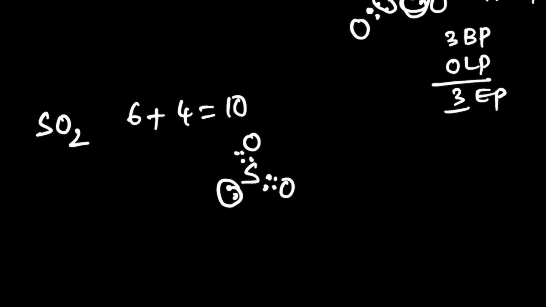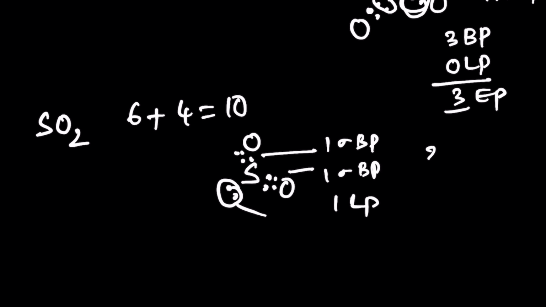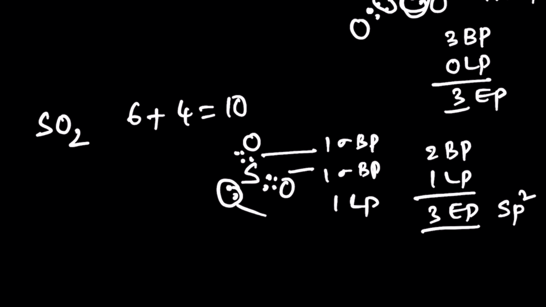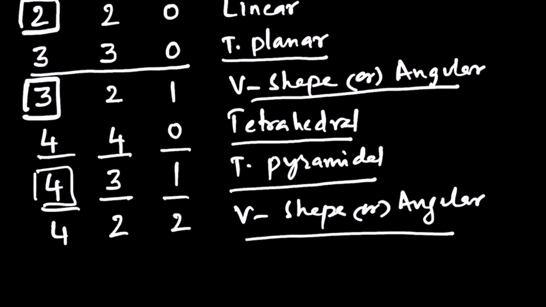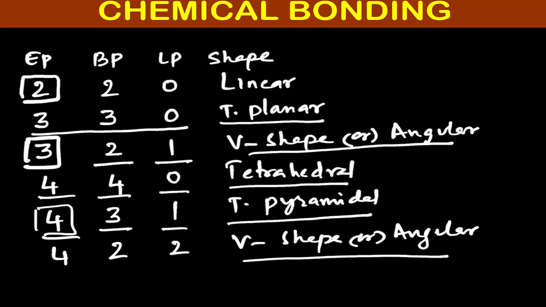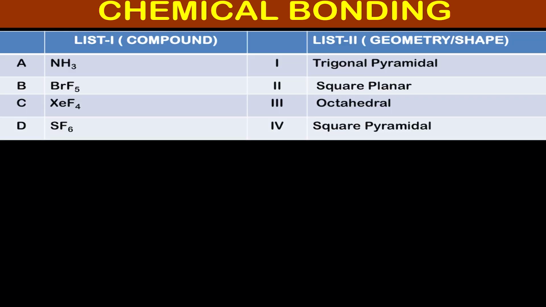So out of these 2 electron pairs, there is 1 sigma bond pair from here, 1 sigma bond pair from here and 1 lone pair from here. So there are 2 bond pairs, 1 lone pair. Total electron pairs are 3. 3 electron pairs implies hybridization is sp2. Shape is, go with the tabular column, 3 electron pairs, 2 bond pairs, 1 lone pair, V shape or angular shape. Now taking this as the reference, let us look at the question.